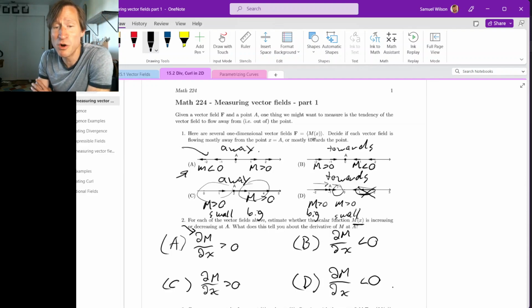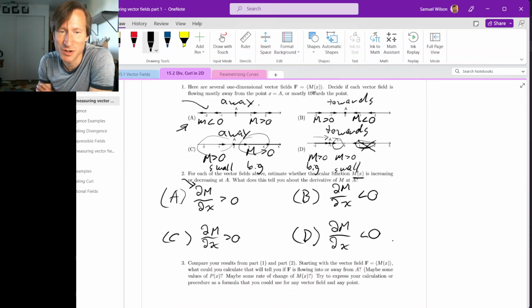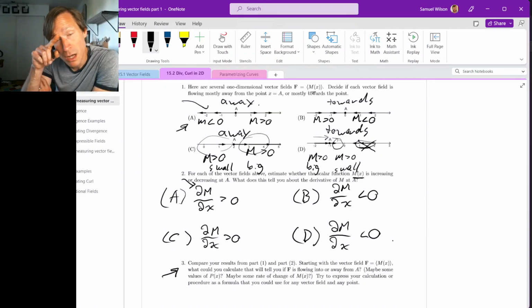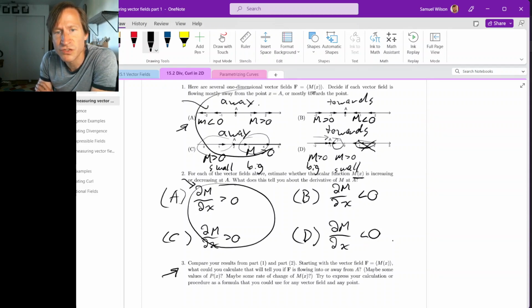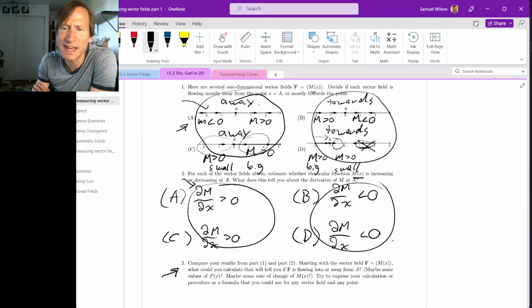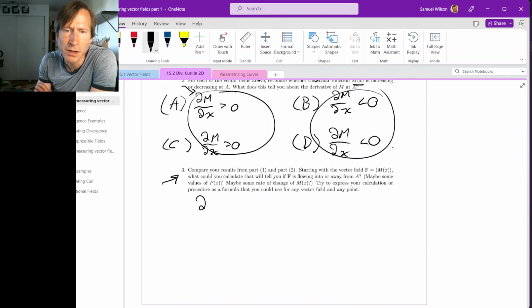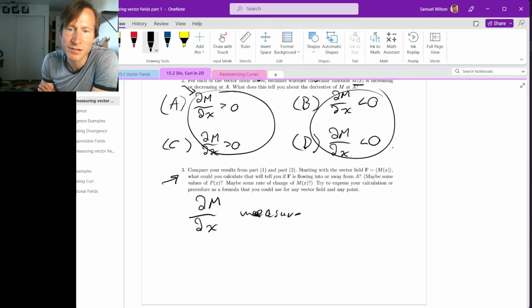Okay. And of course, what I hope you noticed is that for number 3 here, comparing part 1 and part 2, whenever this derivative is positive, the vector field is flowing away from the point A, and whenever this derivative is negative, the vector field is flowing towards point A. So it seems like for this very simple example, or for these 4 examples with this simple setup where we have a one-dimensional vector field, it seems like this derivative measures flow out versus flow in.